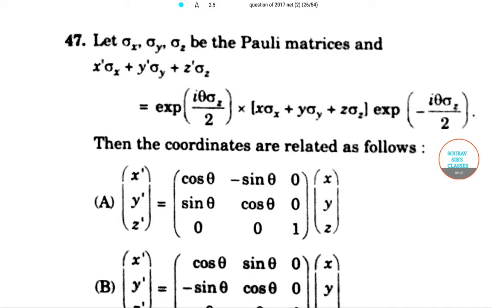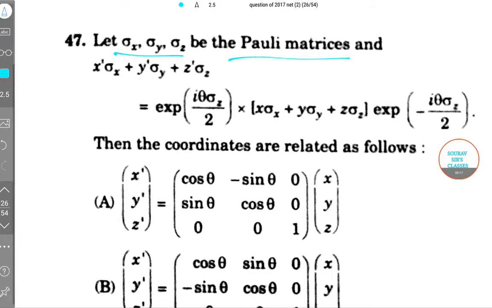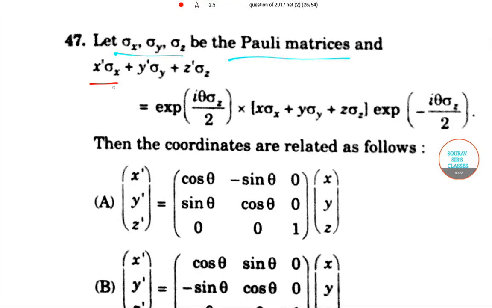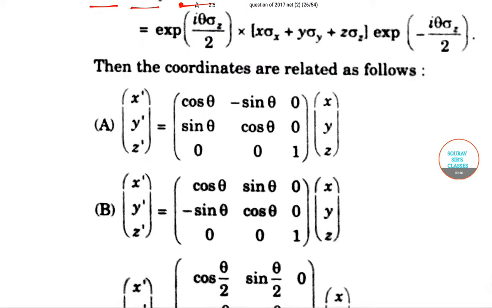In this question, sigma x, sigma y and sigma z are the Pauli matrices, and x', y', z' are defined through sigma x', sigma y', sigma z', which equal e to the power i theta sigma z divided by 2, into x sigma x plus y sigma y plus z sigma z, into e to the power minus i theta sigma z divided by 2. Then the coordinates are related as follows.